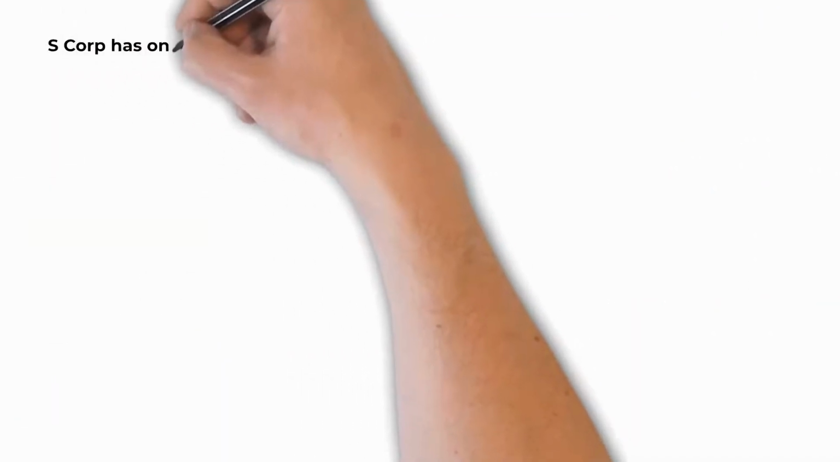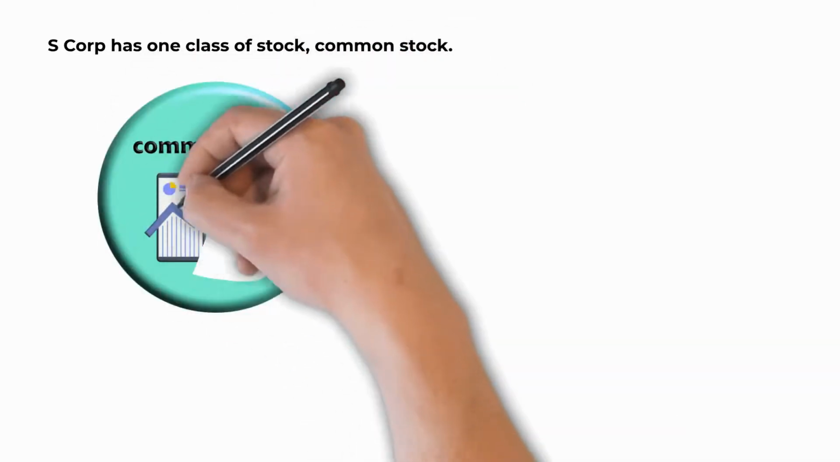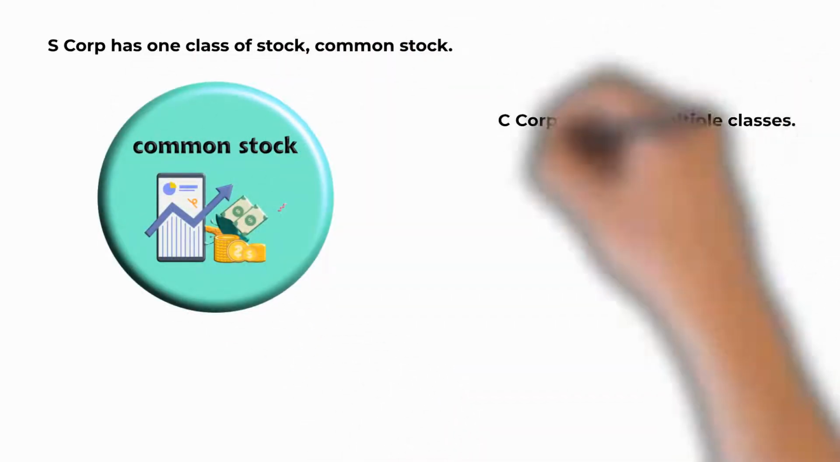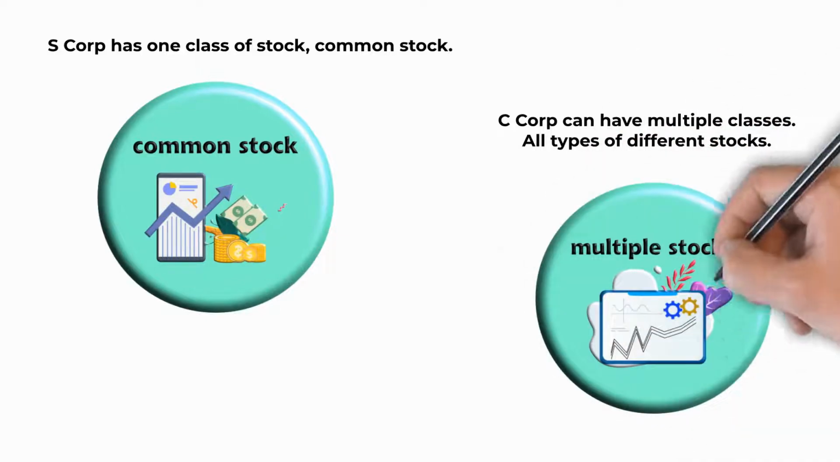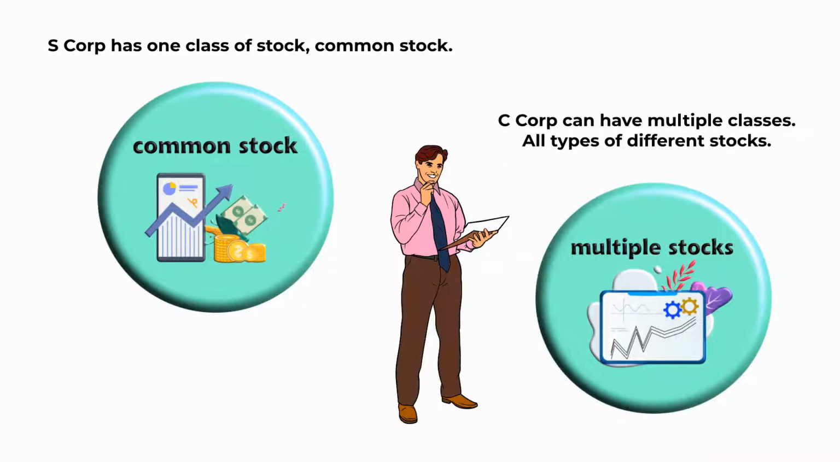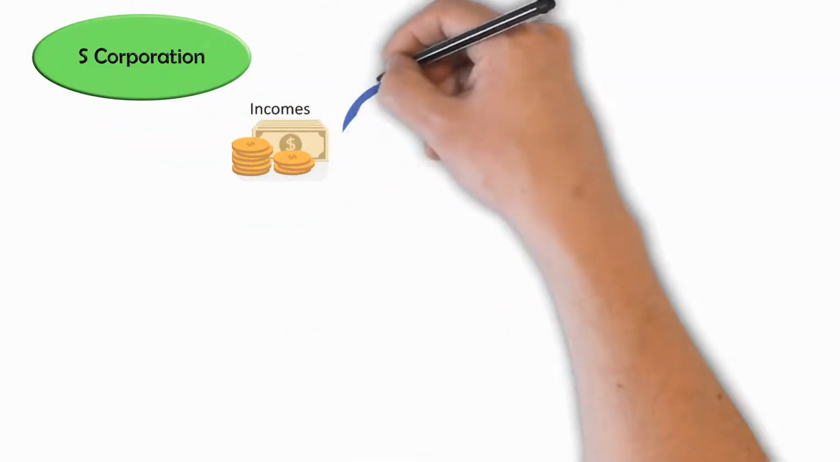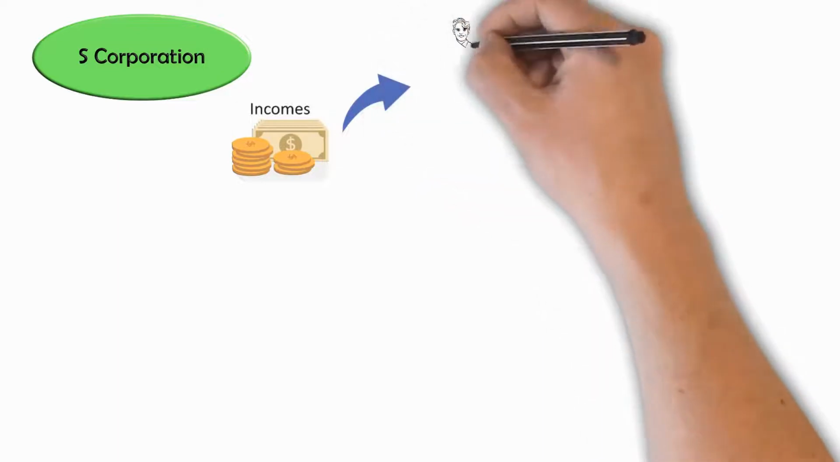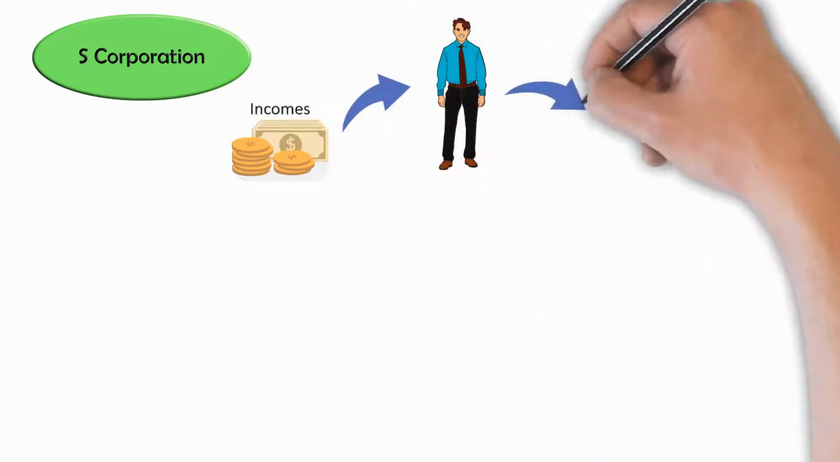An S Corp has one class of stock, common stock. A C Corp can have multiple classes, preferred, common, A, B, C, all types of different stocks. So those are a little bit of the differences too. But they both have stock, which is different than the other types of entities. One of the big differences between them is that an S Corp has the same tax structure as an LLC, in that all the taxes are passed through to the owners. And they report income on their individual tax returns. And that's a good thing.